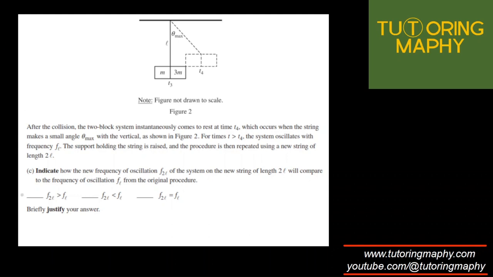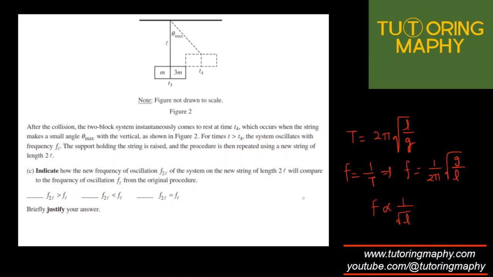So don't you think this is more about the time period of the oscillation, which is given by 2 pi root L over G? And since the frequency is given by 1 over T, the frequency is going to be 1 over 2 pi root G over L. So isn't that pretty evident that since frequency is inversely proportional to the square root of L, they're not even asking the factor, they're just asking which one is more. So if you increase the length, obviously the frequency is going to decrease because it's inversely proportional to it.